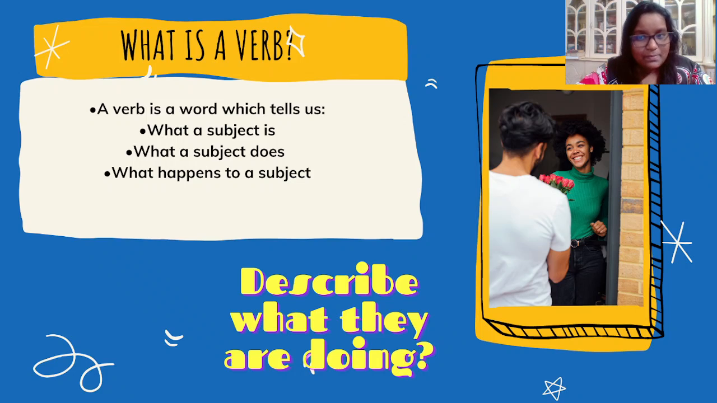Now, keeping that in mind, I want you to pause the video for a second and look at the picture on the right side of the video. You can see a lovely picture. Take out your notebook and pen and describe what is happening in the picture. What are these two people doing? Use appropriate verbs to describe this. Now pause the video and write it down, and after that continue watching the video.